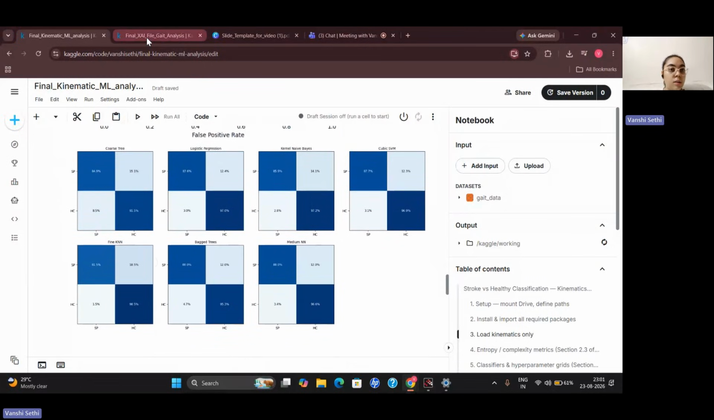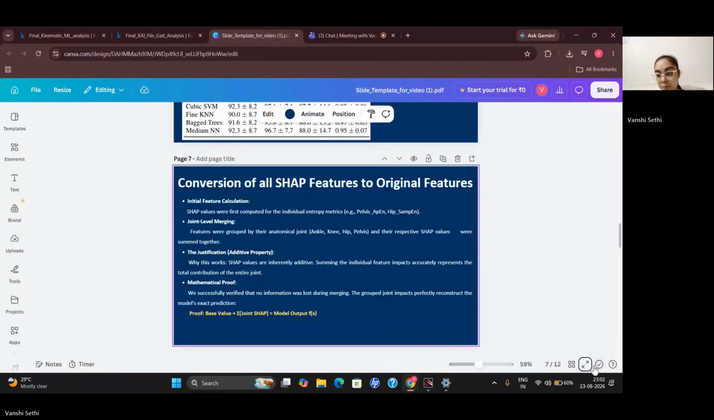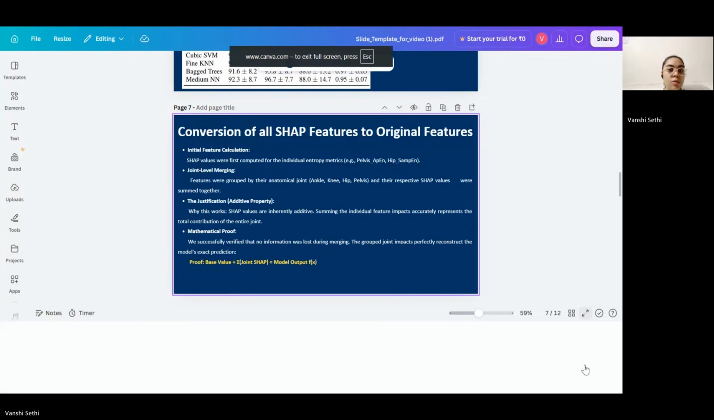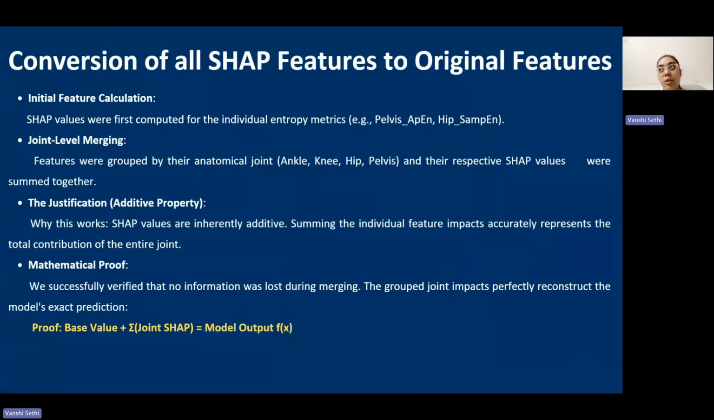Okay. And then we moved to the explainable AI part. What we did here, let me show you. So firstly, I tried to use this SHAP model on all the features I had, like for ankle, pelvis, hip, knee. For all these things, I had approximate entropy, sample entropy, fuzzy entropy, and spectral entropy.